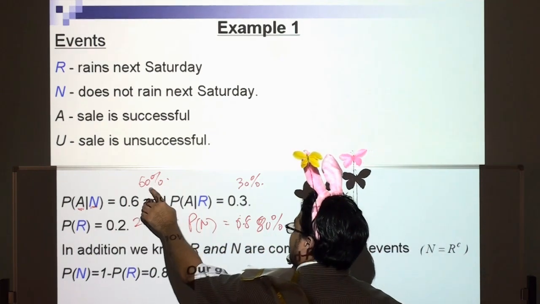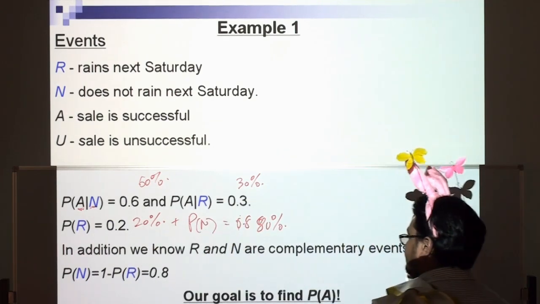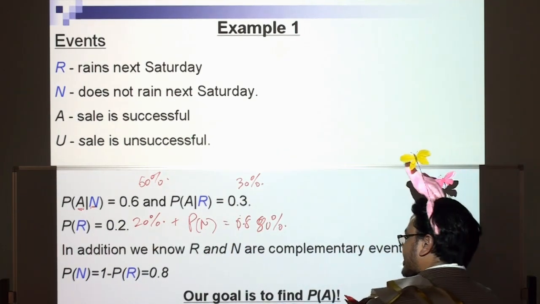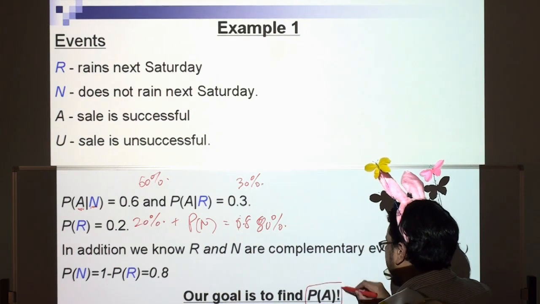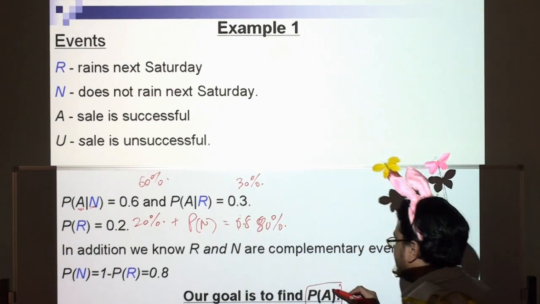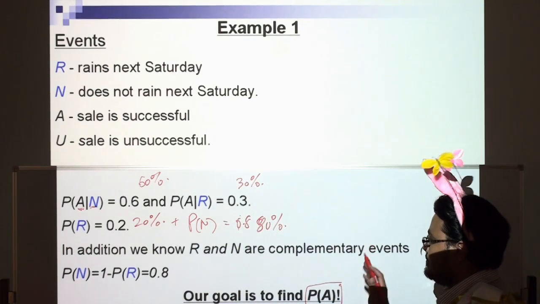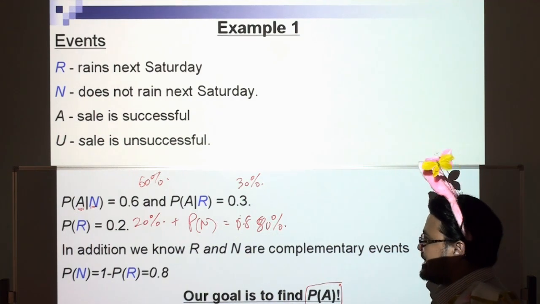Probability of success, 60% if it doesn't rain, 30% if it rains. And our goal is to find the probability of A. What is the probability of A, which is success? What is the probability that we will have a successful sale? Okay, let's see what happens now.